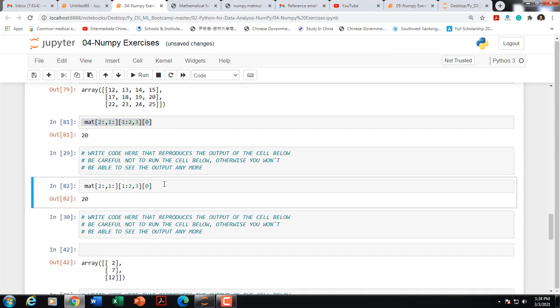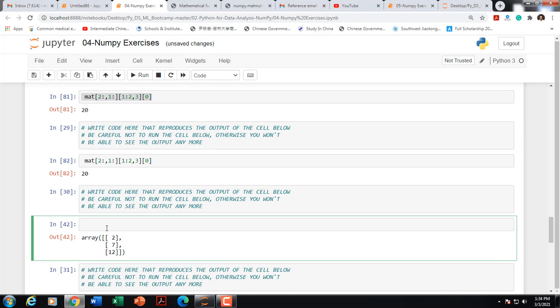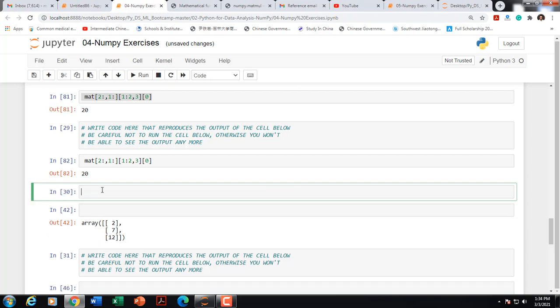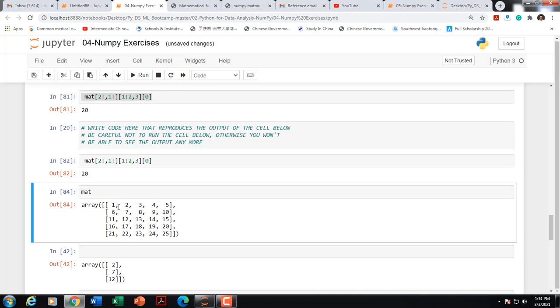I get 20. So the next part is they're asking me to generate this array, and what is this array over here? Oops, sorry, it's mat. They're asking me to extract 2, 7, 12 over here from this matrix. Okay, so 2, 7, 12 is row 0, row 1, row 2. I will say 0 to 3.